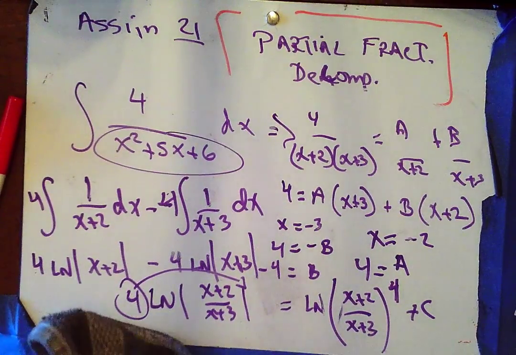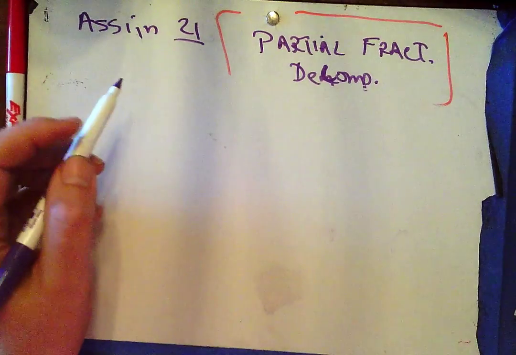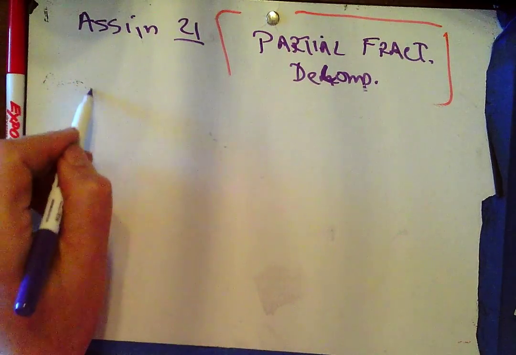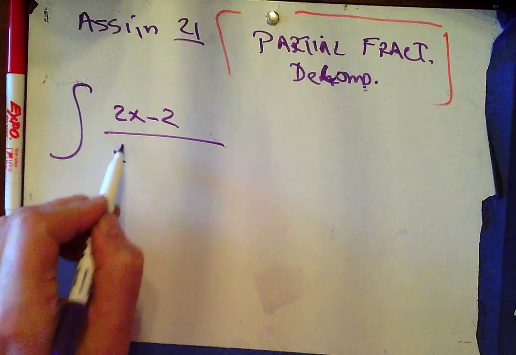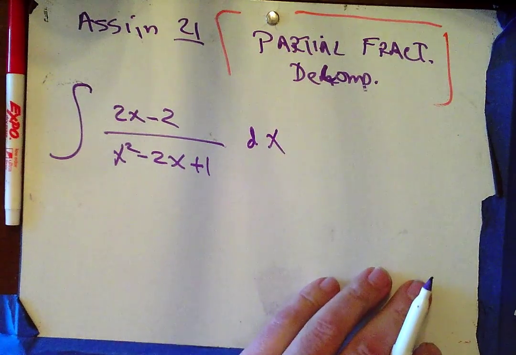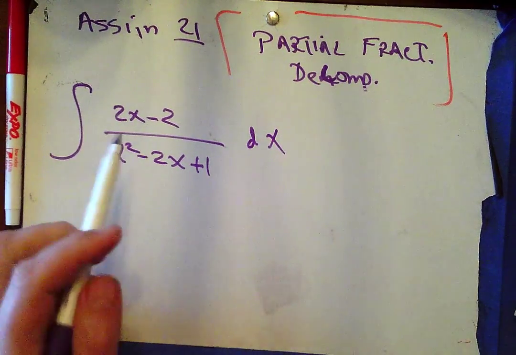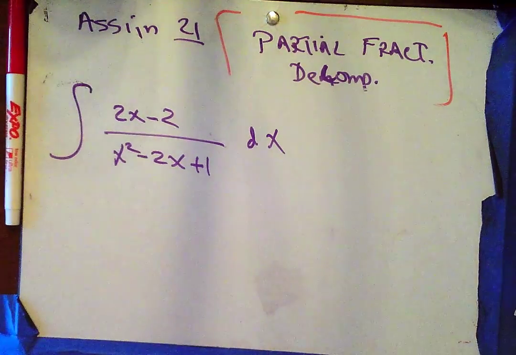All right, well, I'm hoping that's feeling a little not horrible. How about this one? 2x minus 2 over x squared minus 2x plus 1 dx. Why don't you write this down, pause the video, and give it a try. Come back when you have questions or when you're done and want to check your answer.